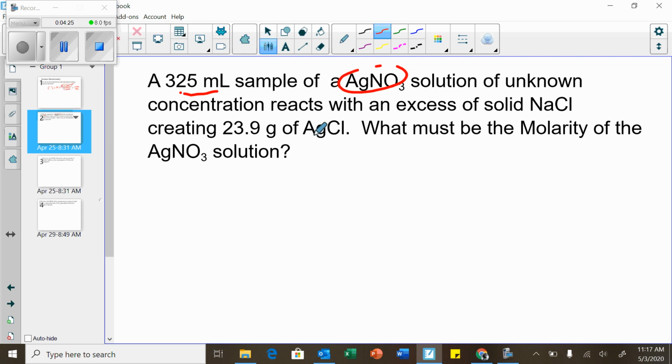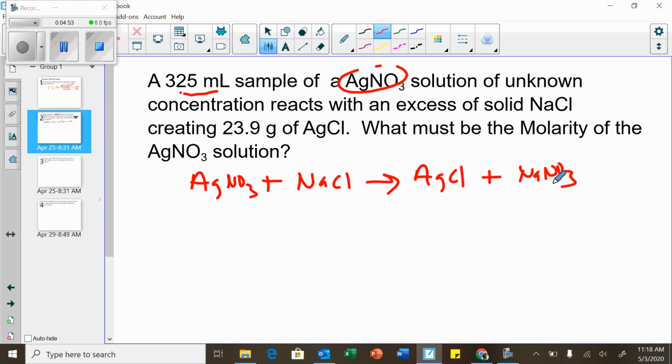So let's write an equation. So the AgNO3, it says, is reacting with sodium chloride to form silver chloride. So this is what I call a partner swap or precipitation reaction. So the silver's going with the chlorine and the sodium's going to go with the nitrate, right? Plus NaNO3. And that looks like it balances all ones. That was really nice. And then what we know is we created 23.9 grams of this guy.